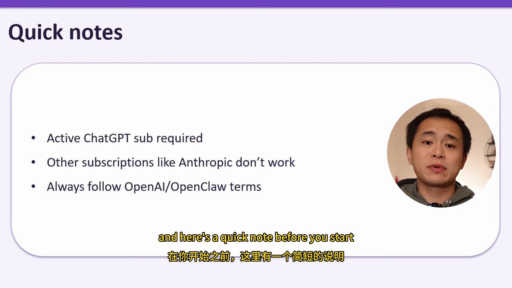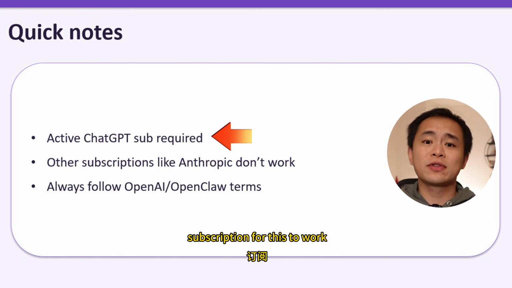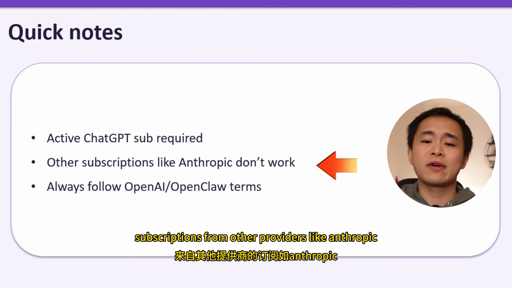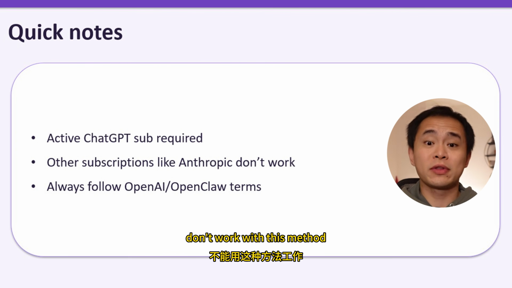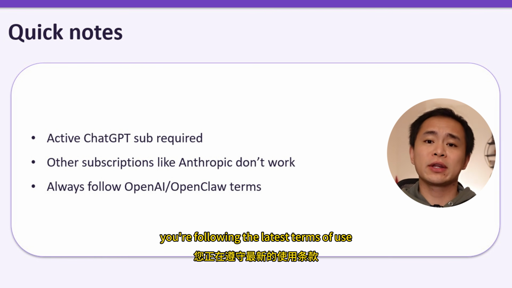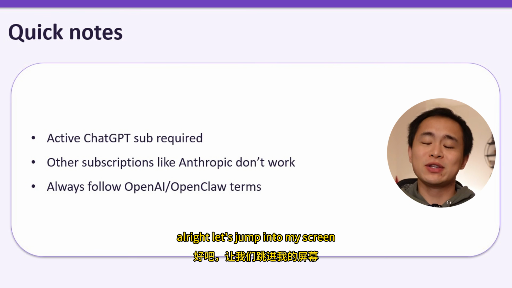And here's a quick note before you start. First, you must have an active ChatGPT subscription for this to work. Second, from my tests, subscriptions from other providers like Anthropic don't work with this method. And third, of course, always make sure you are following the latest terms of use from OpenAI and OpenClaw. Alright, let's jump into my screen.